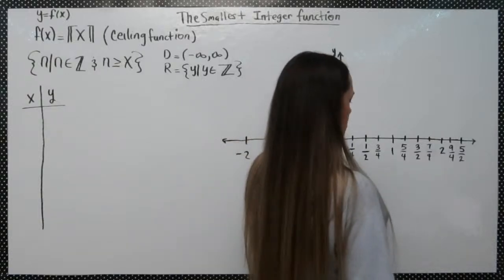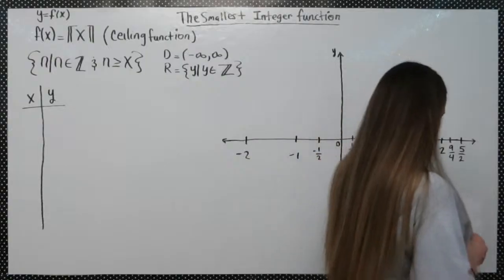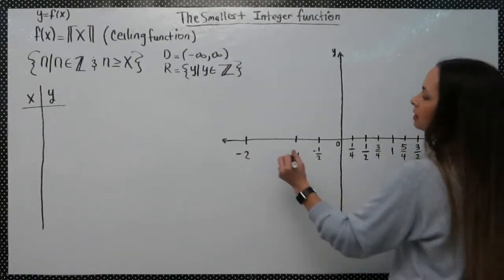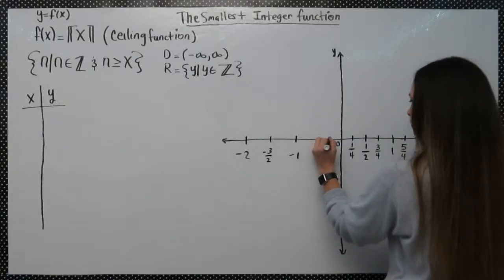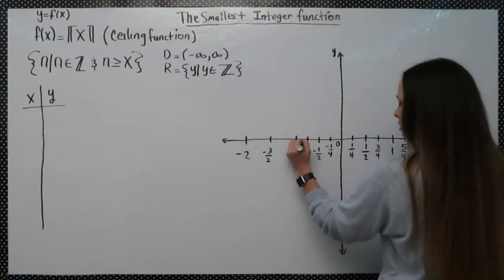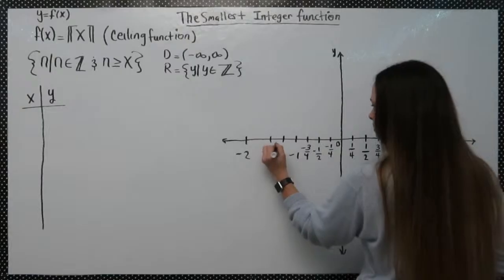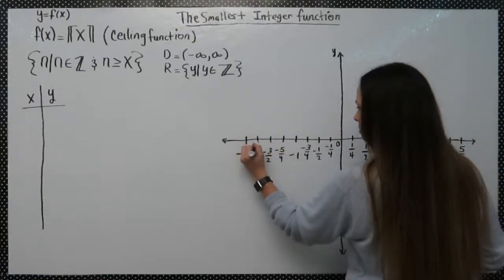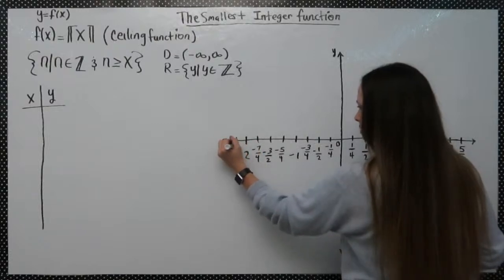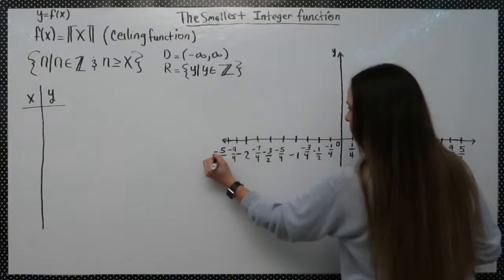And let's see here. We have -1/2, and I have to remember, move out of the way. -3/2, -1/4, -3/4, -4/4, -5/4, -6/4, -7/4, -8/4, -9/4, and -5/2.